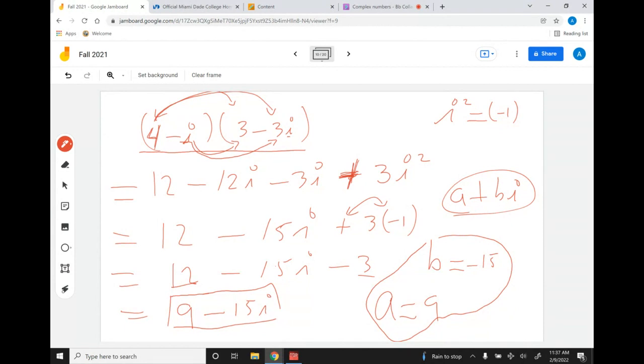So the foiling system is the same thing that you've been doing before. What is new is that now you have to keep an eye on the i squared, and wherever you see an i squared, you're going to change it for a negative 1, and then you go from there. And at the very end, make sure that you write it in standard form, this form. It could be a plus or minus in the middle, but what matters is that you write the real part first, followed by the imaginary part, which is the part that contains the i.